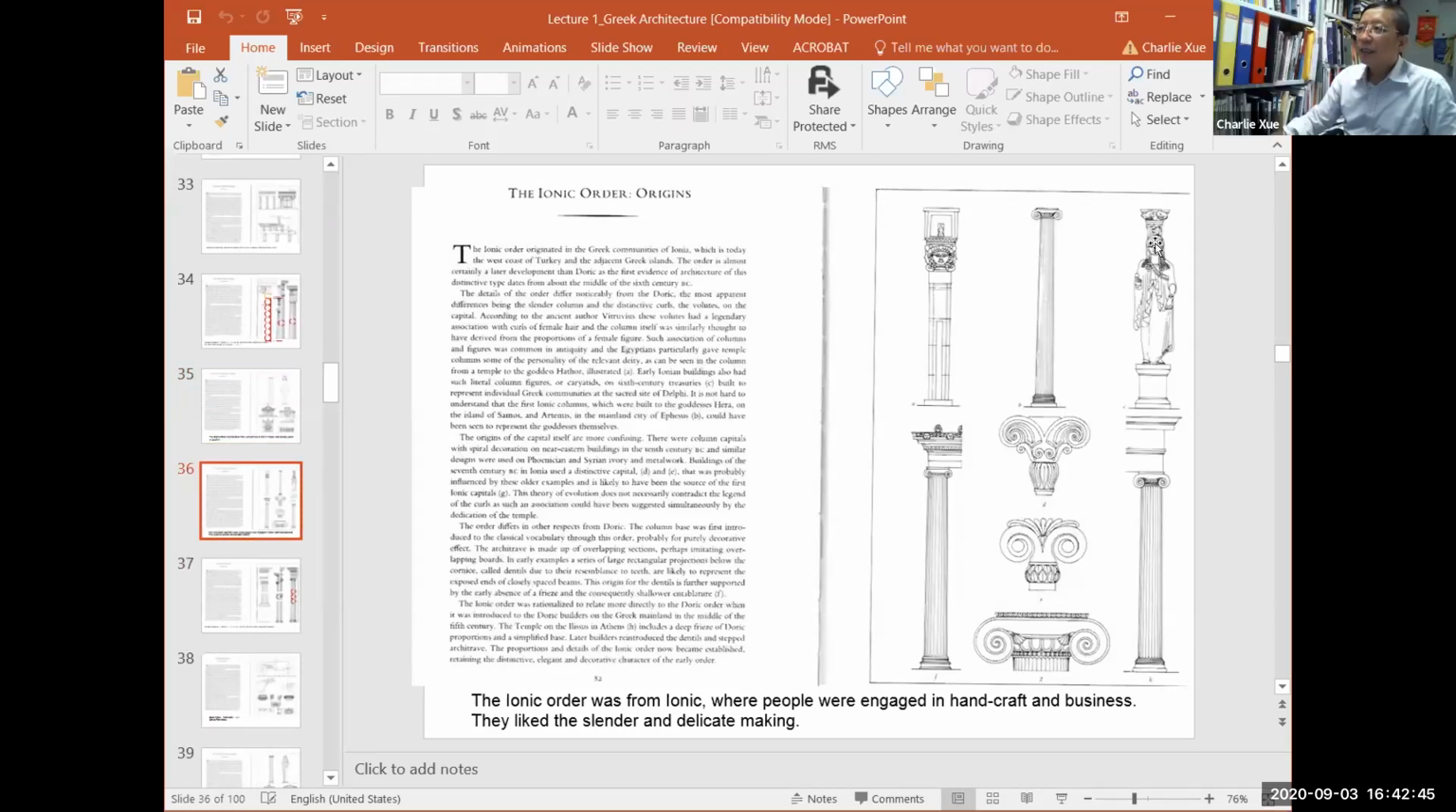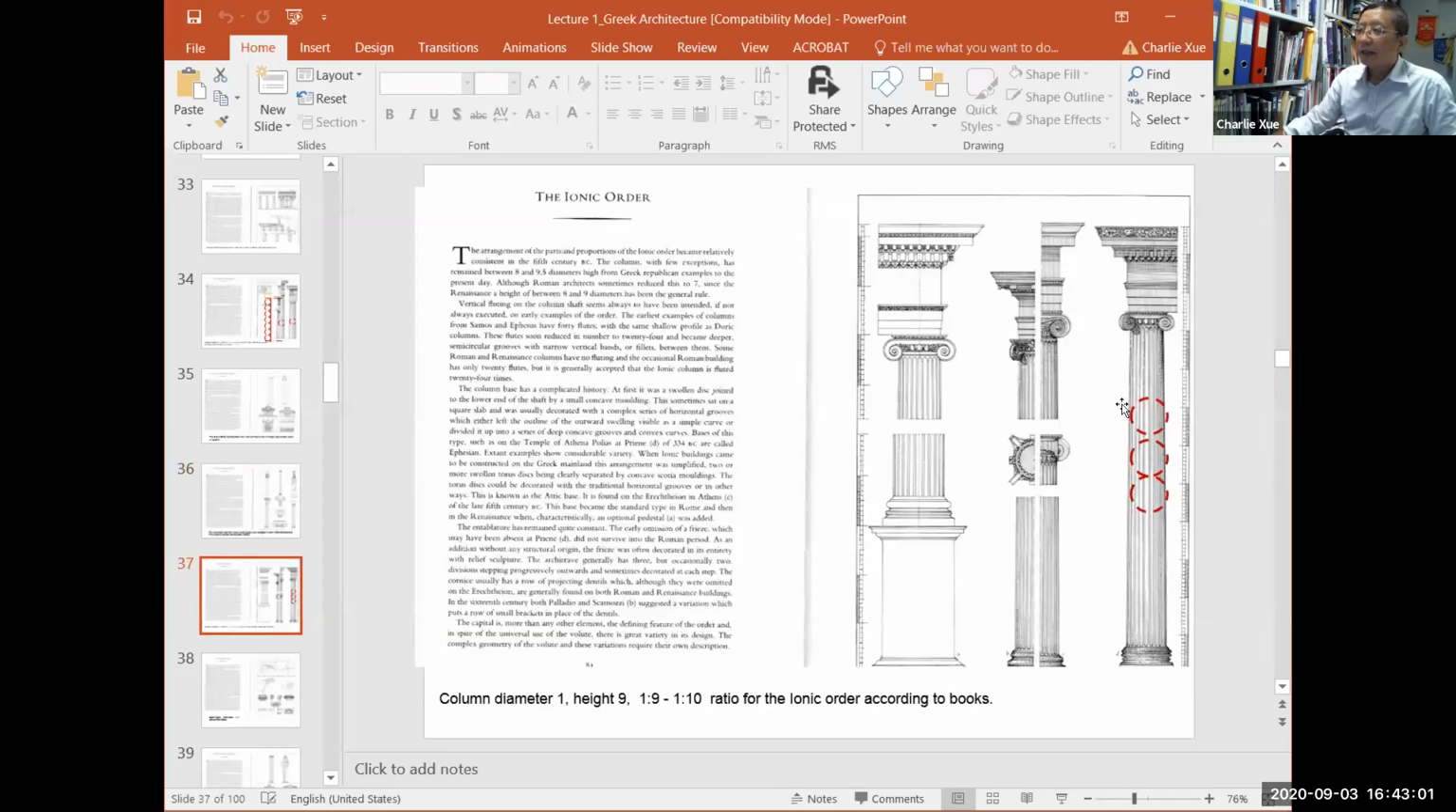Ionic original is like a woman. Sometimes people directly put a woman to support the roof, and so it is slender. And people say 1 to 9. I tried by myself. I don't think it is 1 to 9. Maybe 1 to 7, 1 to 8. It's already very slender. If 1 to 9, that will be a very long, very thin column. But the book writes it's 1 to 9, 1 to 10 height.